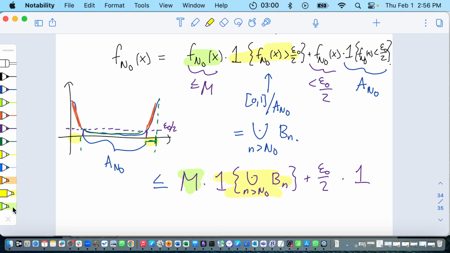Okay, great. And then on the other side, it's the same kind of situation. This one is bounded by epsilon naught over 2 because you must be in the set where we're less than epsilon naught over 2. So that's why you're less than epsilon naught over 2. And then I bounded this entire set. I just said the indicator of anything is less than 1.